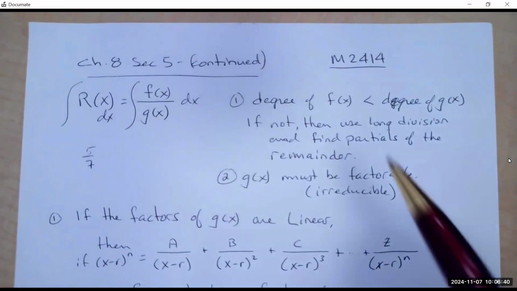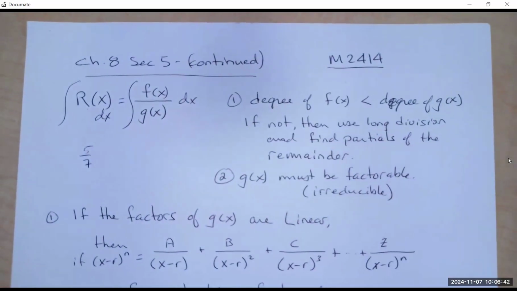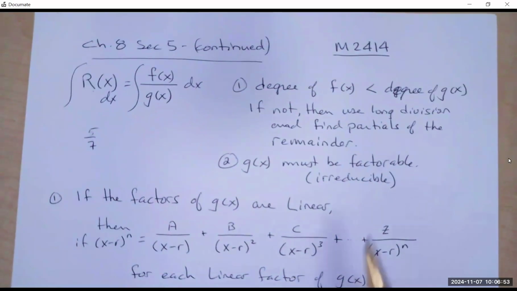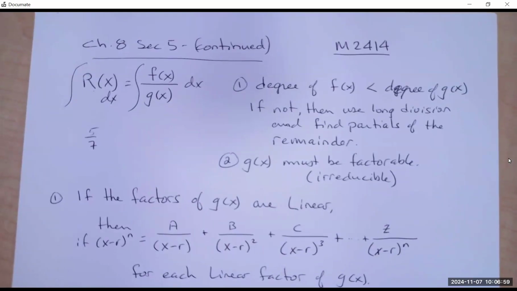If it's not, then we have to use long division and only further deal with the remainder, which we'll look at an example in a second. The denominator must be factorable to a point that's irreducible. In other words, you should be able to factor the denominator until you can't go any further. We have to get to a point where one of two things happens.